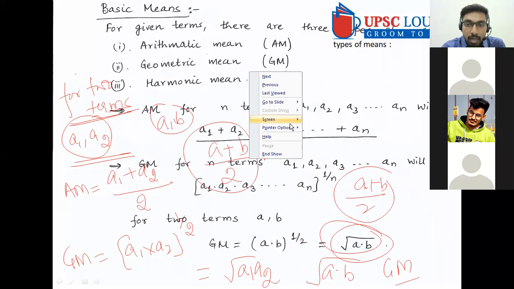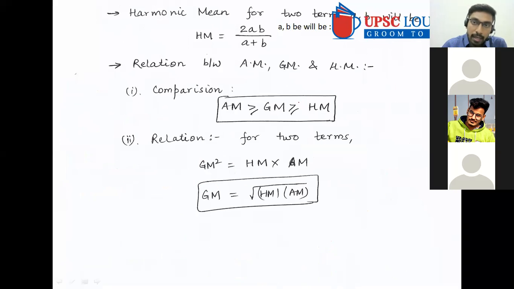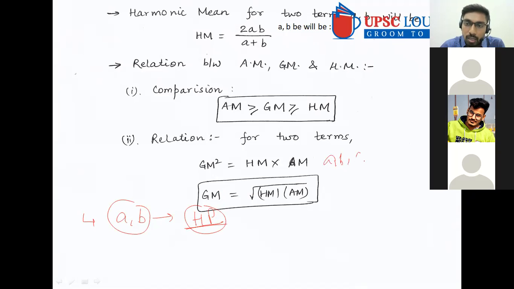After this, HM, that means harmonic mean. So how will you calculate the HM? Just see here. Basically, for HM, suppose A and B are in HP. For 2 terms, you can calculate only. If you go for 3 terms or n terms, that will be really tough. So for comparison purposes, you can just go through the 2 terms only.